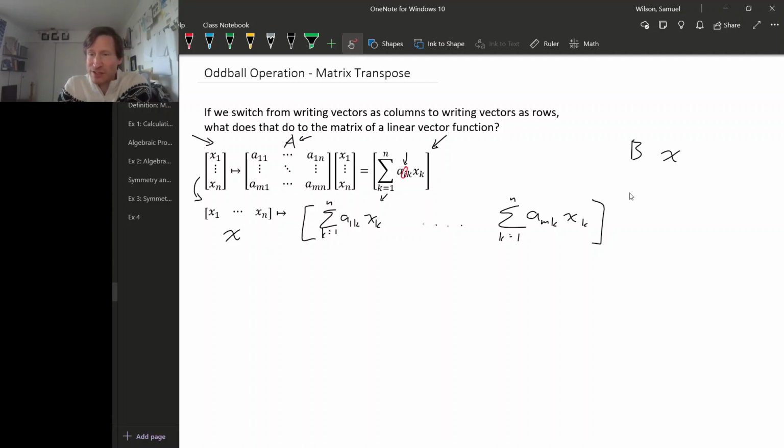x as a row vector is 1 row by n columns, and B, well, after we do this map, we're supposed to end up with a matrix that is 1 row by m columns. Is that right? Yes, m columns. I'm sorry, we're supposed to end up with a matrix that's 1 by m.